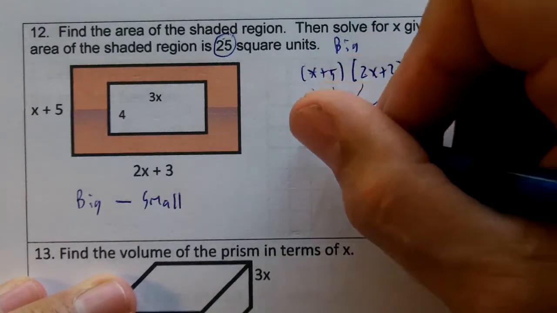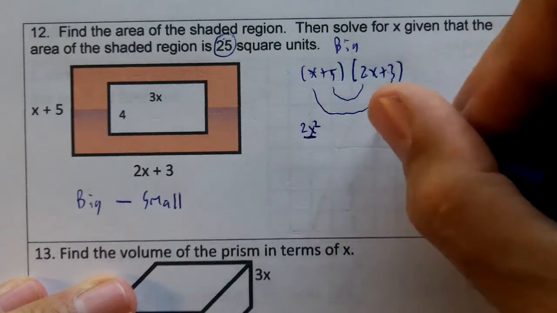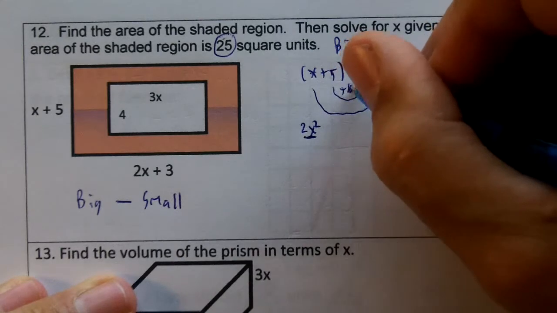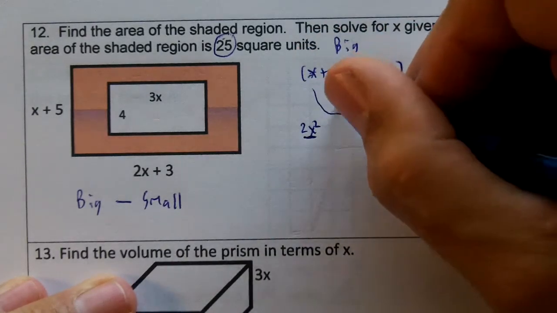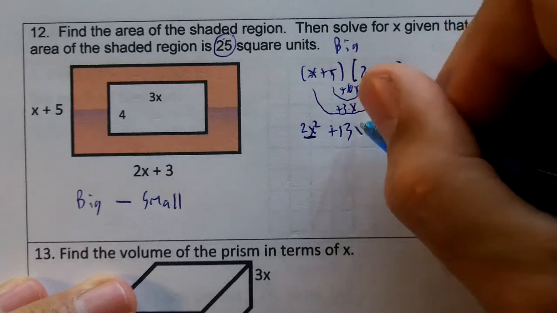X times 2x is our first term. It's going to be 2x squared. 5 times 3, we're using the full, is plus 15. 5 times 2x is plus 10x. X times 3 is plus 3x. 10x plus 3x is plus 13x.